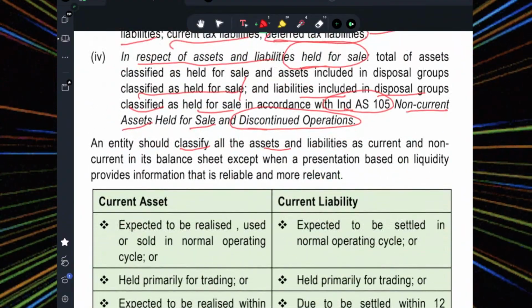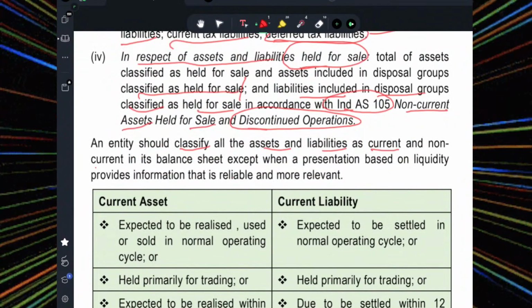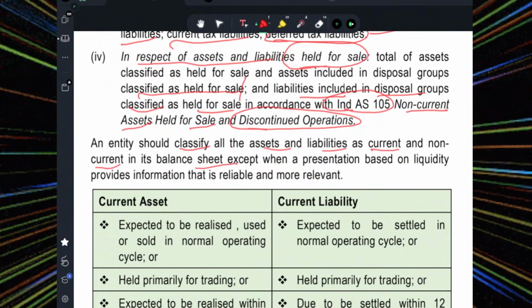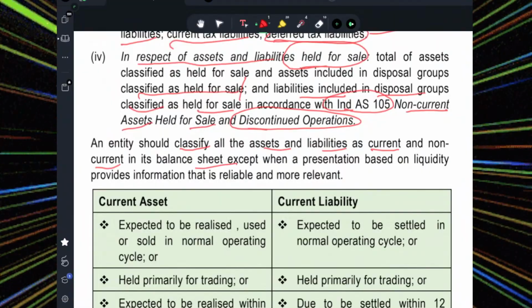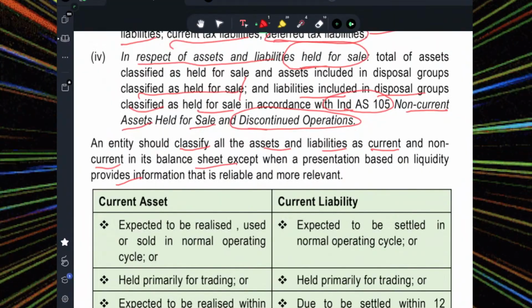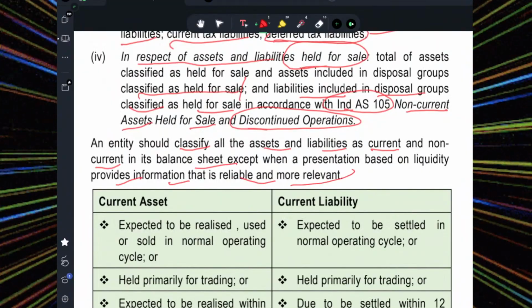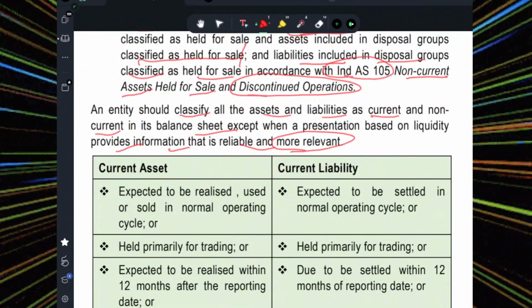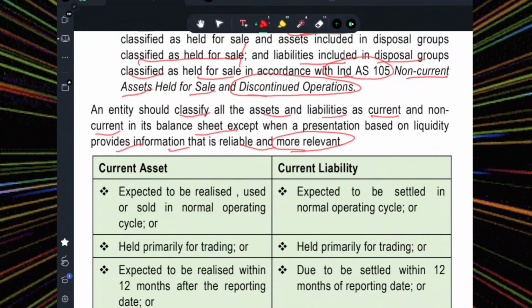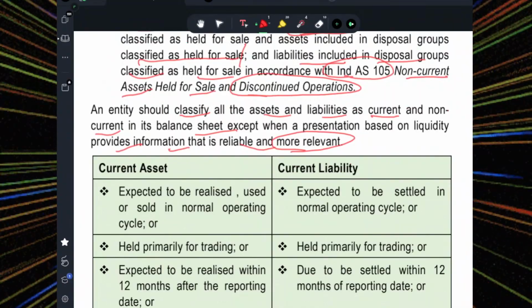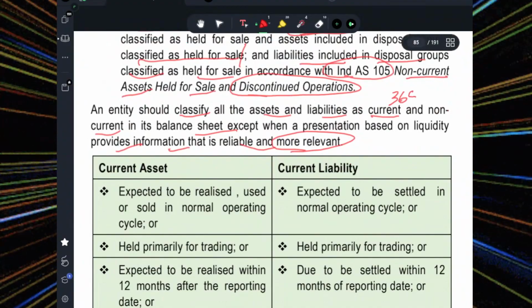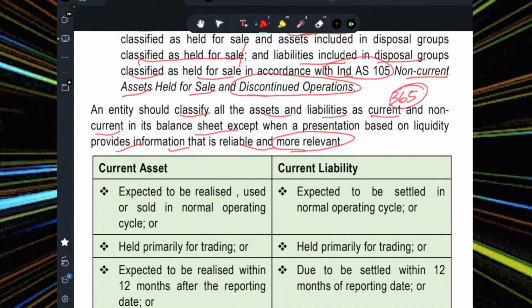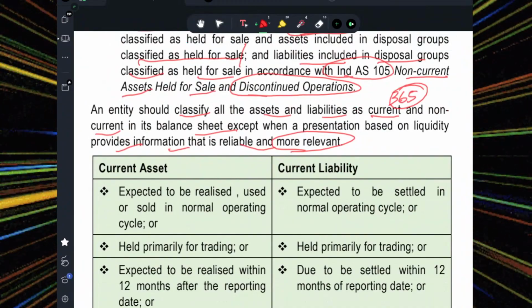An entity should classify all the assets and all the liabilities as current and non-current in the balance sheet, except when the presentation based on the liquidity provision provides information that is reliable and more relevant. So mostly these assets and liabilities are classified as current and non-current. What does it mean? It is less than 365 days or more than 365 days. Up to 365 days is current and beyond 365 days is non-current. This is the time limit that states current and non-current.